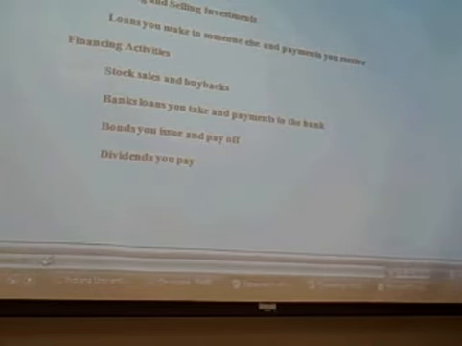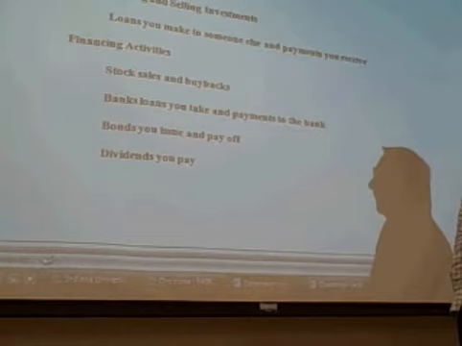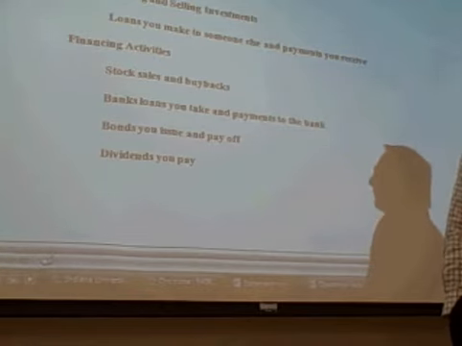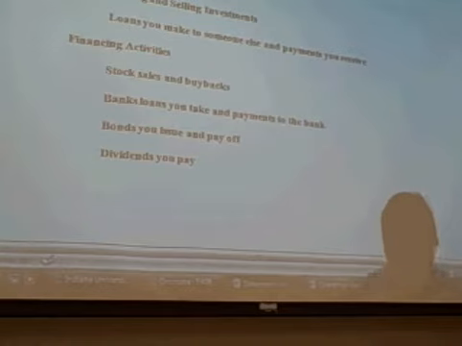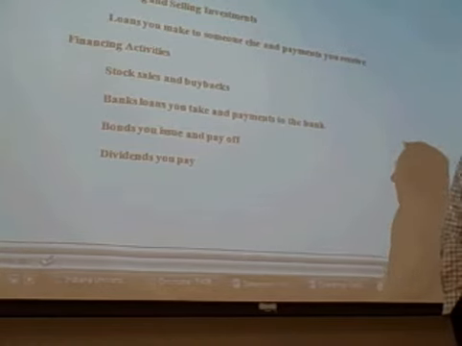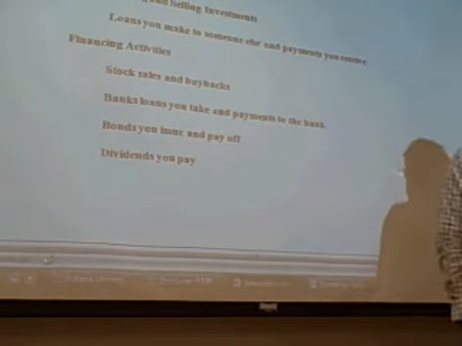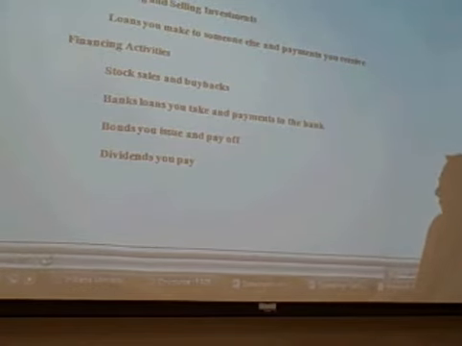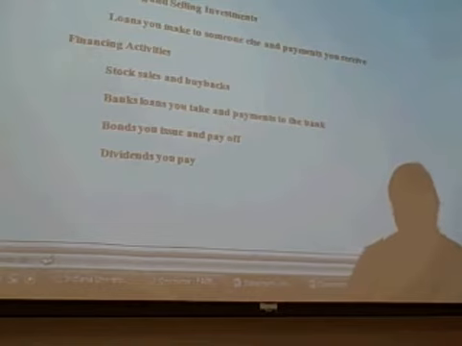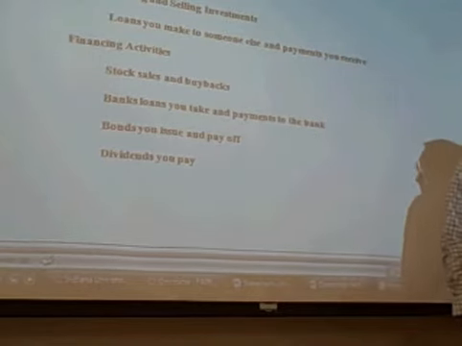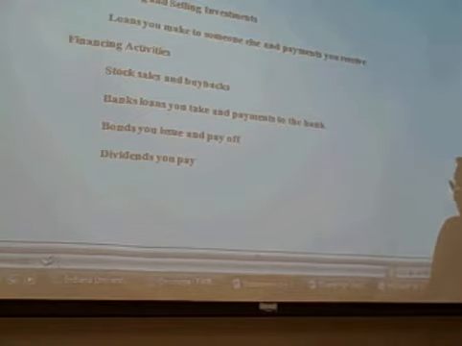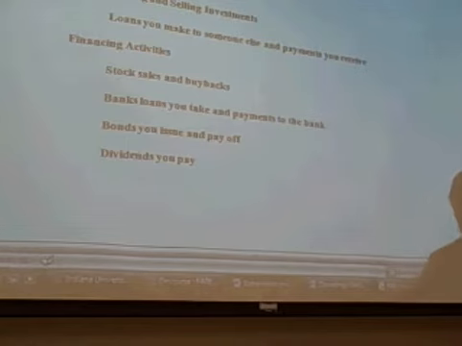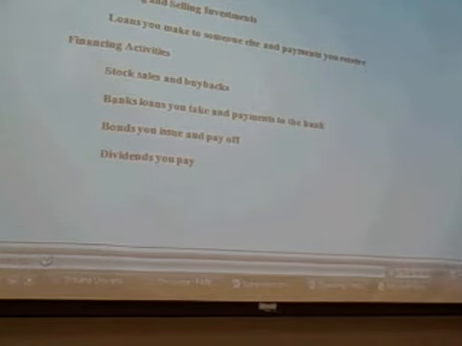The next section is the financing section, and that involves just a few things. It involves stock sales and buybacks. So if your company sells stock, they're going to get cash. If they buy back their stock, they're going to use cash. It involves bank loans that your company makes or loans you take and payments back to the bank. It involves any bonds that you issue and the money you use to pay off those bonds. It also includes any dividends that you pay. Okay?